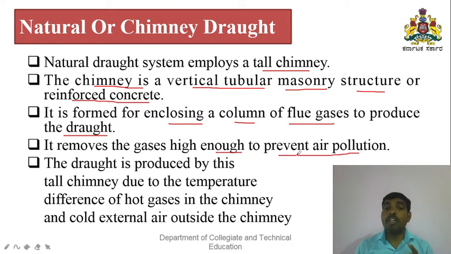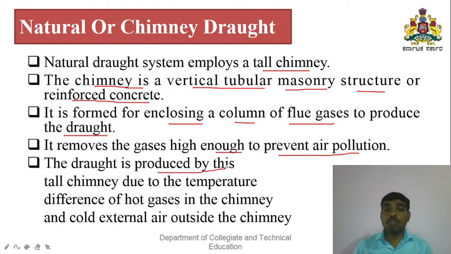Why is the tall chimney required? It is required to prevent air pollution, because the flue gas coming out of the boiler has a higher temperature and high pressure and is contaminated. We have carbon dioxide, carbon monoxide and sulfur dioxide as contaminants in these flue gases. To remove all the particles, even though we have ash content, this chimney or stack should be high enough to prevent all the pollution.